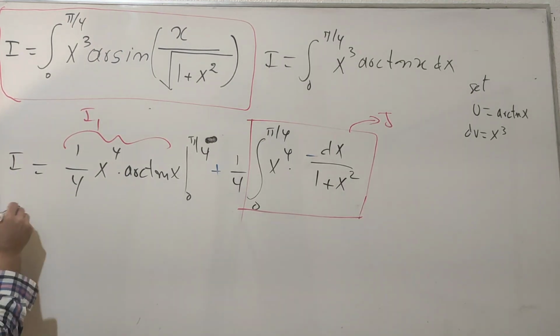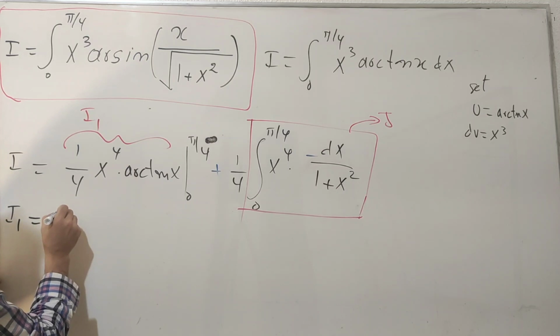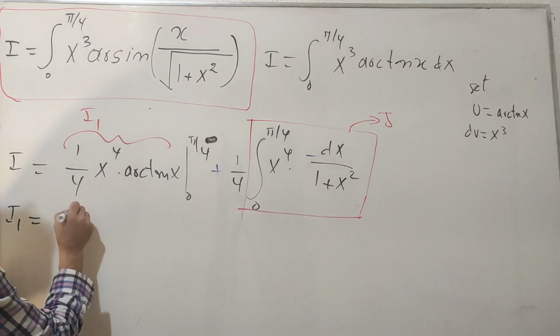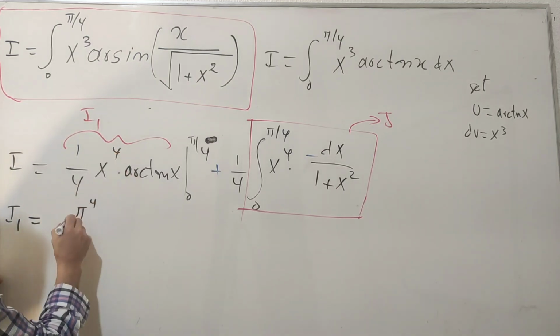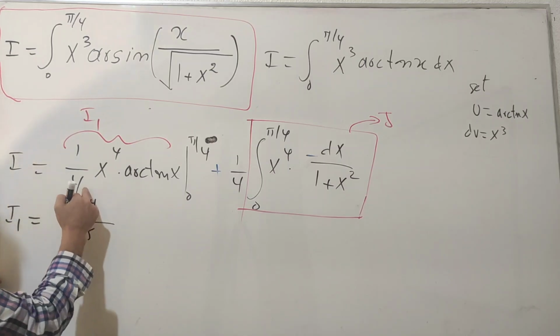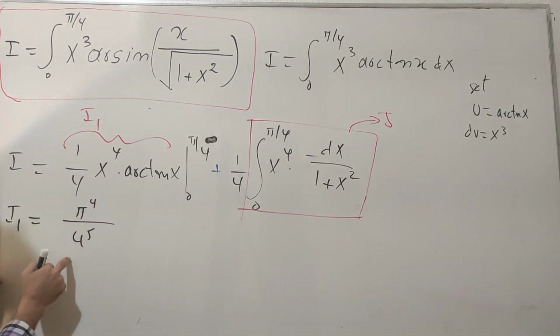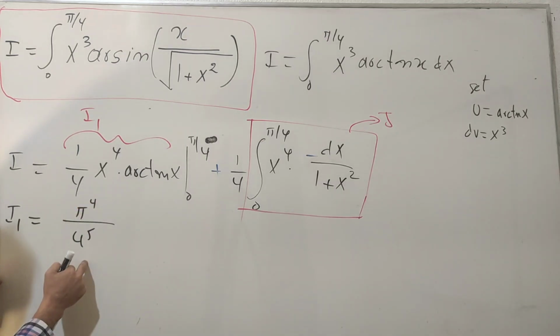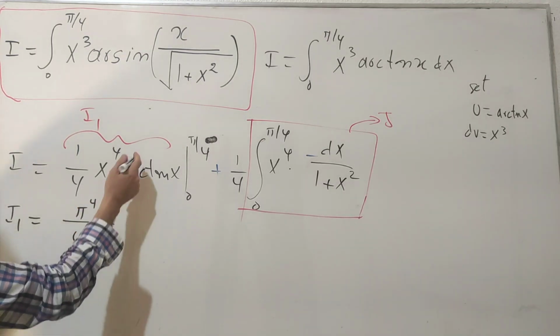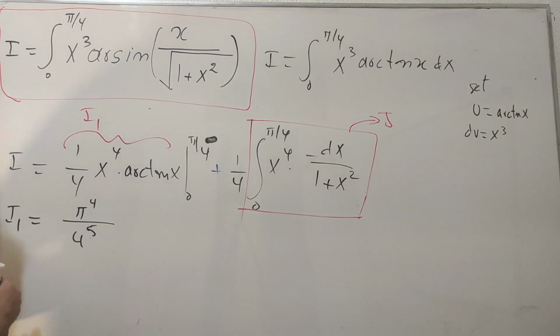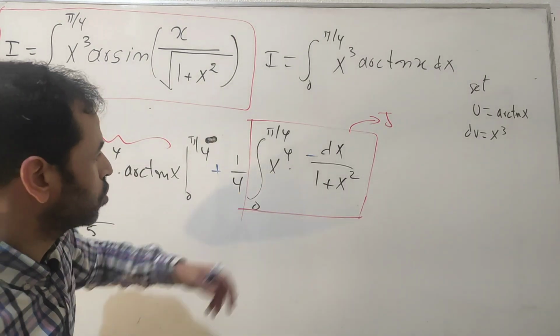This I1 integral is going to give us pi to the 4th over 4 to the 5th. 4 to the 4th is multiplied by this 4th, which is going to give us pi to the 4th over 4 to the 5th. Minus 0, the 0 is going to give us 0. So we're done with this one. Let's move on to this one.